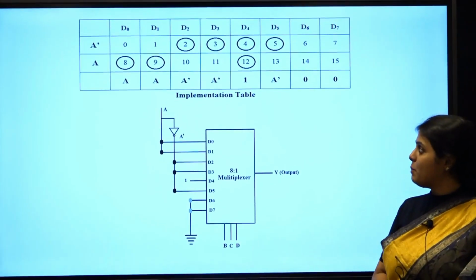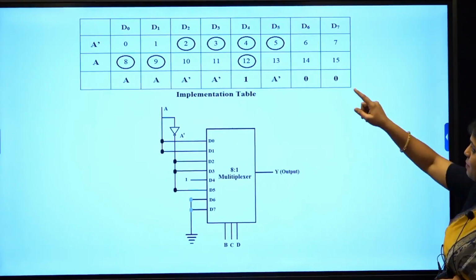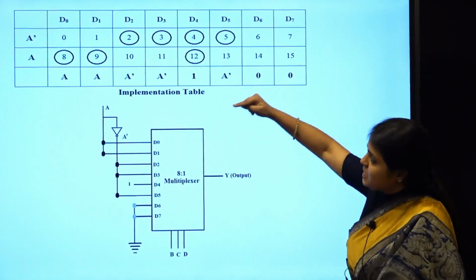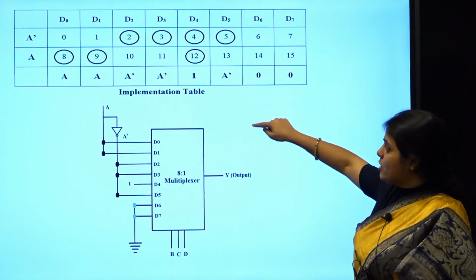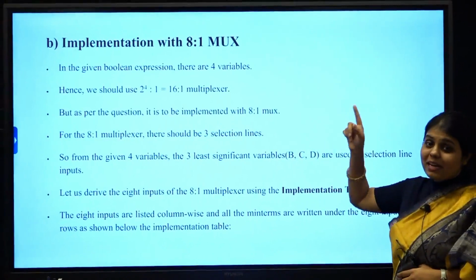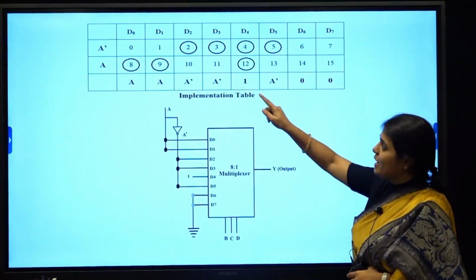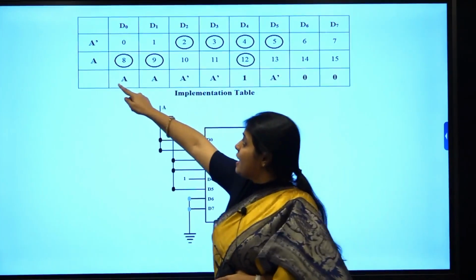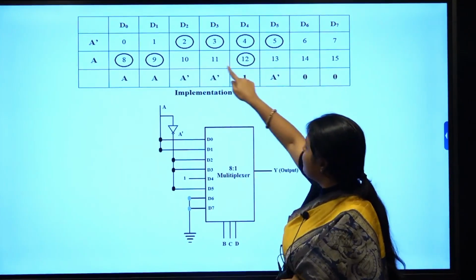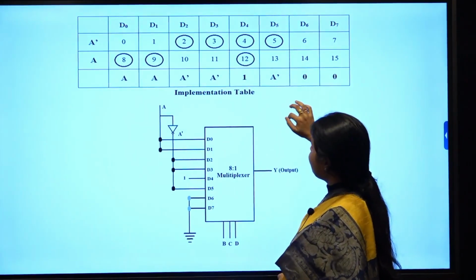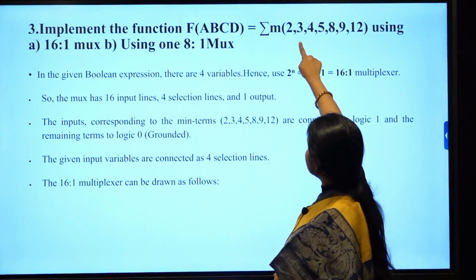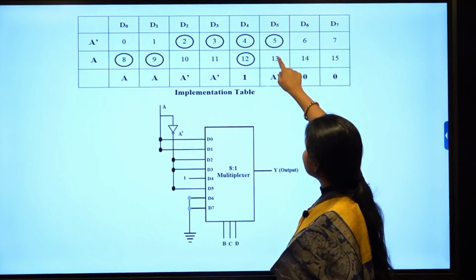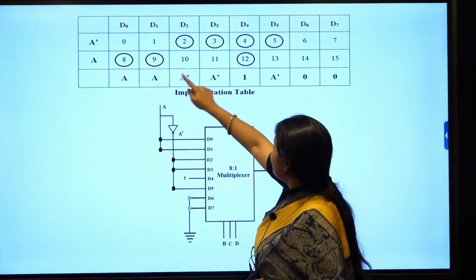Okay, so this is the implementation table. In the implementation table I have D0 to D7 as inputs and I have 2 rows: one is the A row and the other is the A bar row. Here I am having BCD lines, but my A line is missing, right? So for the A line, I have D0 to D7 with A as 0 and A as 1, that is A bar and A. Now first I will label all of them 0 to 15 and whatever input minterms are given, 2, 3, 4, 5, 8, 9, 12, I will circle them in the implementation table.